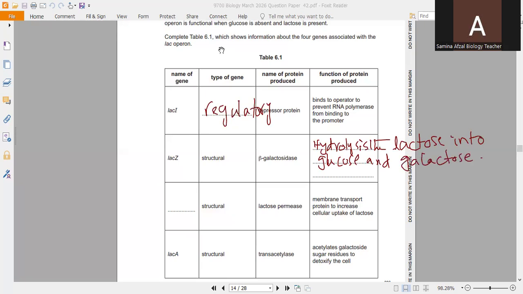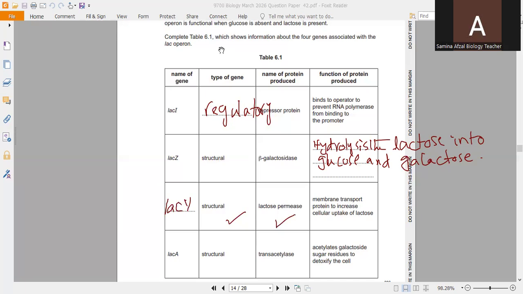Now the third row. The type of the gene is structural, lactose permease, and the function of the protein produced is a membrane transport protein to increase cellular uptake of lactose. So the name of the gene is lacY, because it is again structural type.